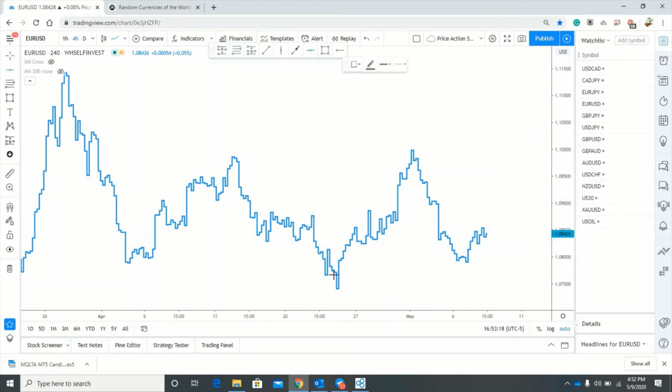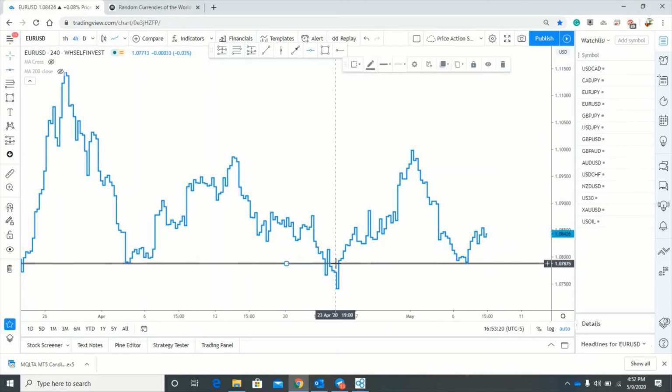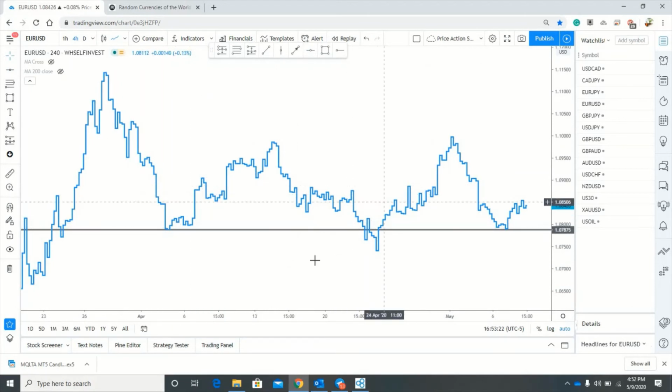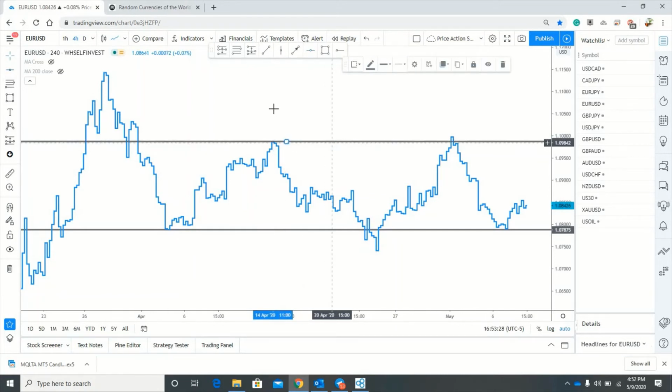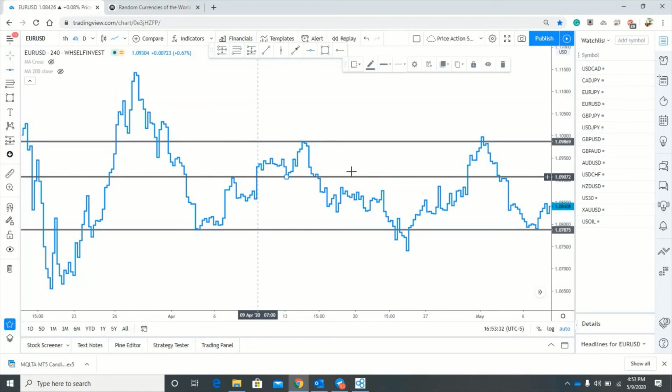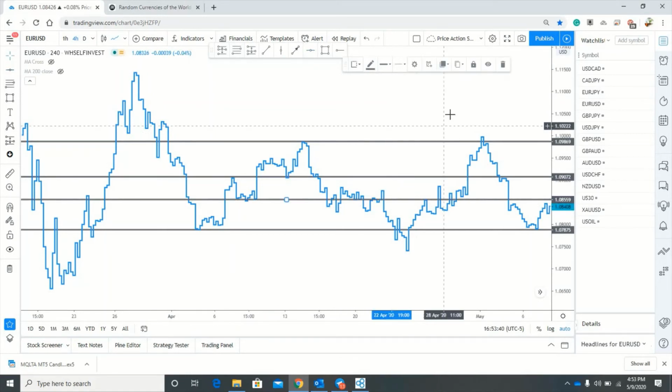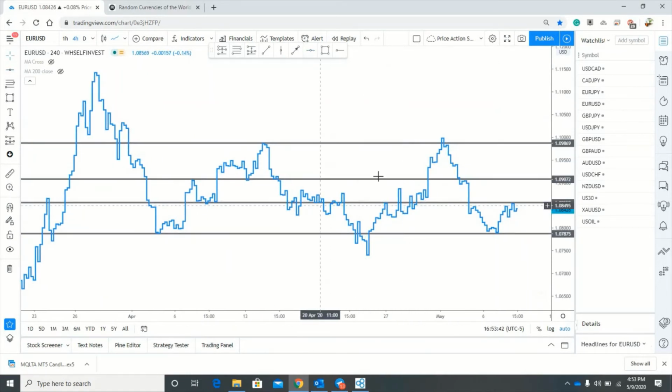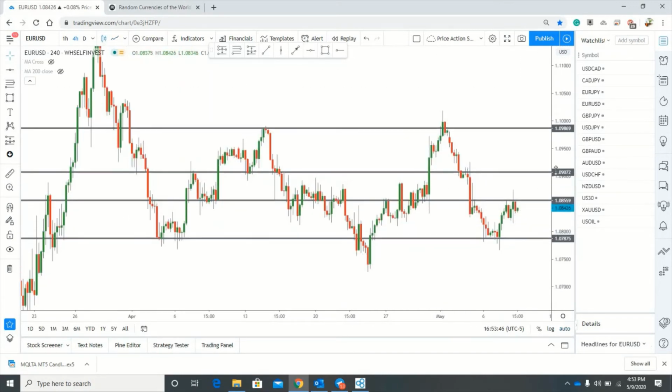We can see that there was some price action right here. This was a fake out right here. This level, this level, I would say this level. These levels. So let's jump back to candlestick.